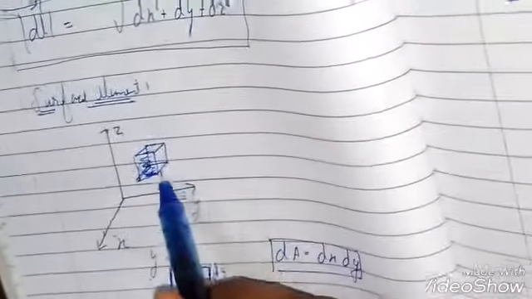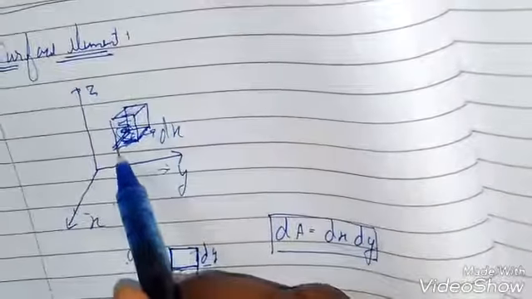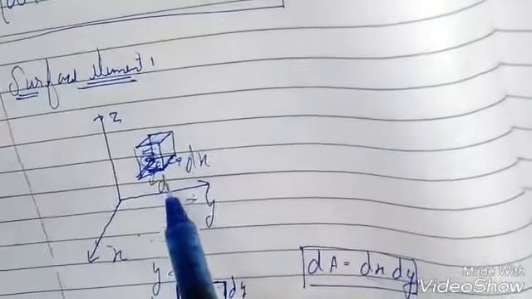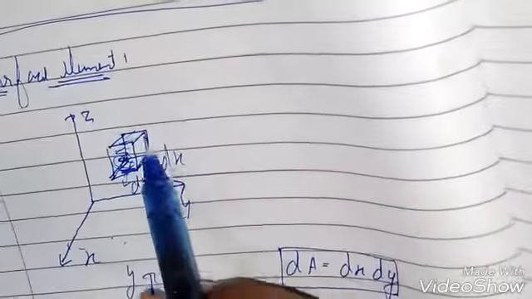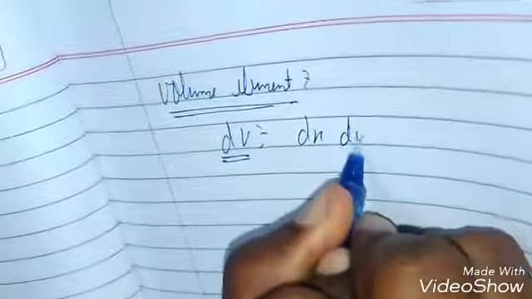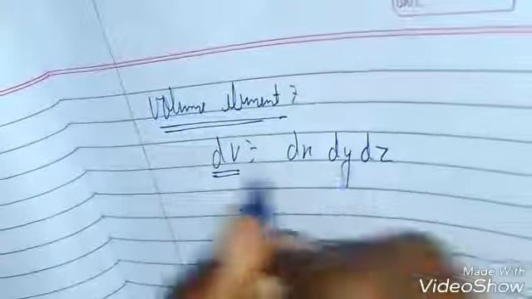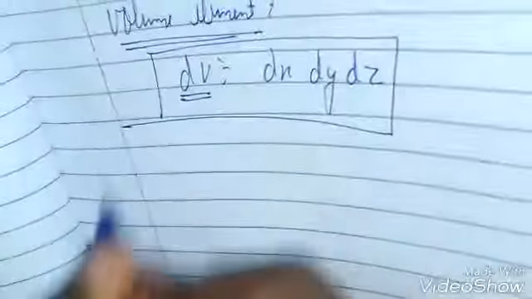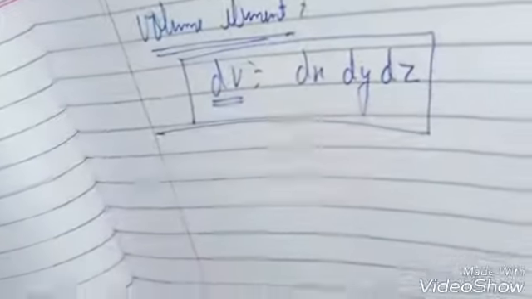As I already told you earlier, the small length along x-axis is dx of this cube, along y-axis is dy of this cube, and along z-axis is dz. Therefore, the complete volume of this cube can be written as the multiplication of length, breadth and height, which is equal to dx dy dz. This will be considered as the volume element of this particular cube.